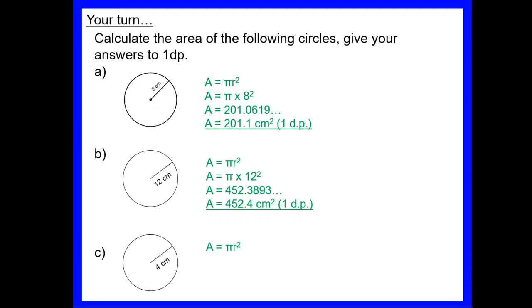And finally, area is pi r squared again, so pi times 4 squared, we get 50.2654, etc., or 50.3 centimeters squared to one decimal place. Check your answers, make sure you're happy with those before you move on.